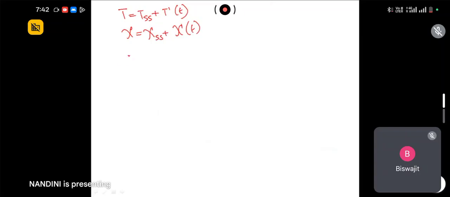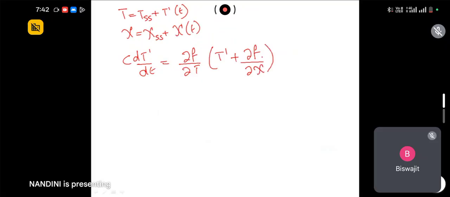We will get an equation C dT dash by dt is equal to dou F by dou T into T dash plus dou F by dou chi into chi dash, once you differentiate.